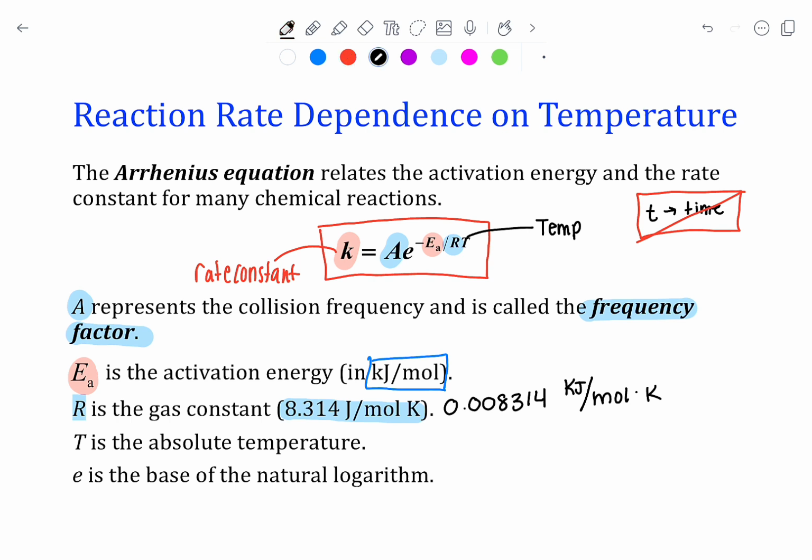Okay, and then we've seen this previously, and you may have seen it in your math classes before, but this lowercase e is the base of the natural logarithm. It's how we get rid of natural logs. It's how we cancel out natural logs. So we've seen that a little before in our integrated rate laws, and here we're using it for our Arrhenius equation. So this is the Arrhenius equation where we're relating the activation energy and the rate constant for chemical reactions.